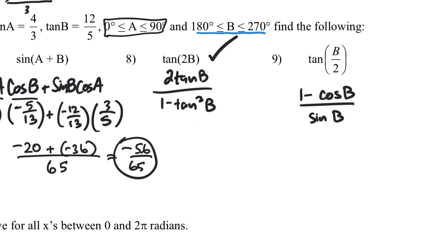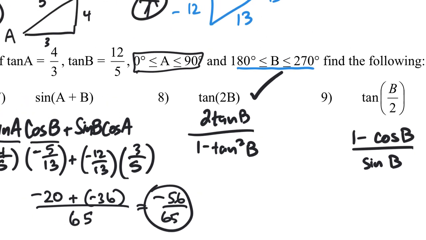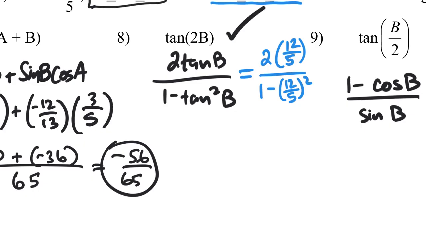I'm going to go to another color here just so we can not get too bogged down. I'm going to plug in what I need. So I need 2 times tangent B. Well, I already have tangent B, so it's going to be 2 times 12 over 5 divided by 1 minus 12 over 5 quantity squared. So we're just simplifying this fraction. We get 24 over 5 over, let's see, 25 25ths minus 144 over 25.